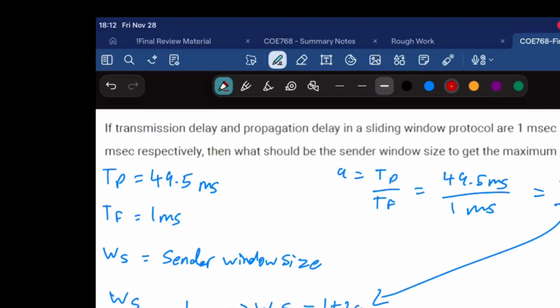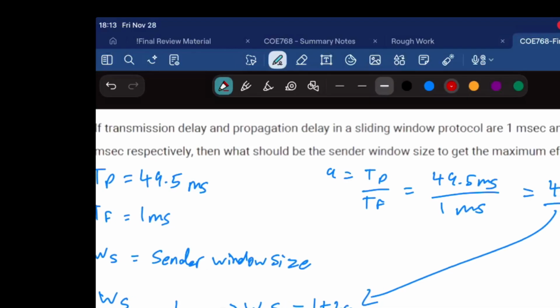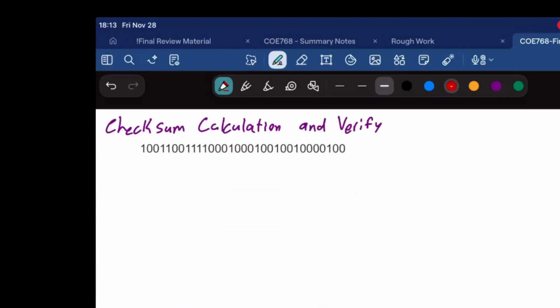Okay. And then if it was like 50% efficiency, we just put like 0.5. Half. Yeah, it would be half. Okay, makes sense. Thanks. Yep. Okay, so next question.